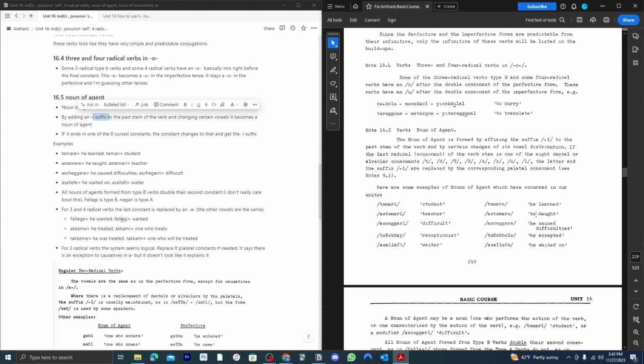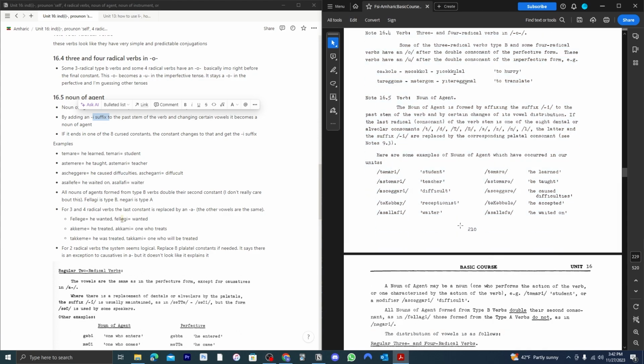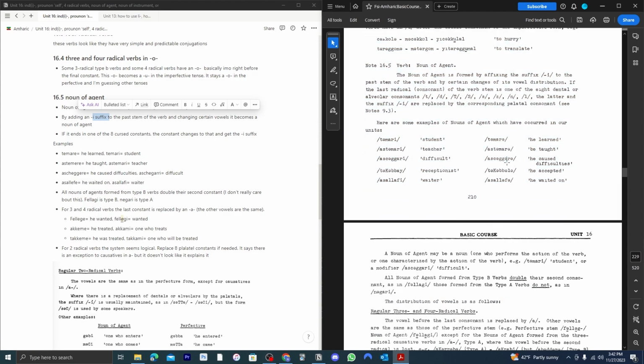Astamari is he taught. I don't know if it's be taught, it's he taught. Astamari is teacher. Great one for a modifier, like aschagere is he calls it to be difficult. Aschagari is difficult. You may have noticed that there's an E here. Why does it all of a sudden become an A? Like A is how all these end up turning. Like this one, Tekeba is receptionist, but Tekeba is he accepted. I don't know how super consistent these are.